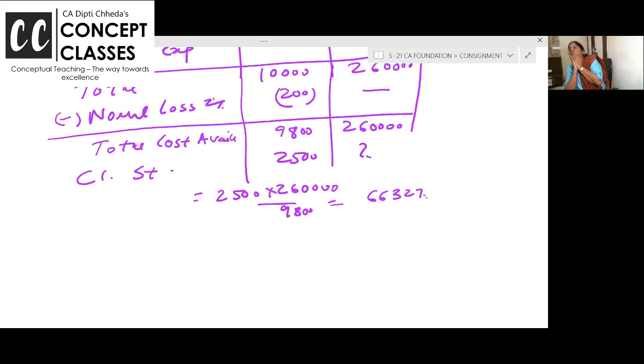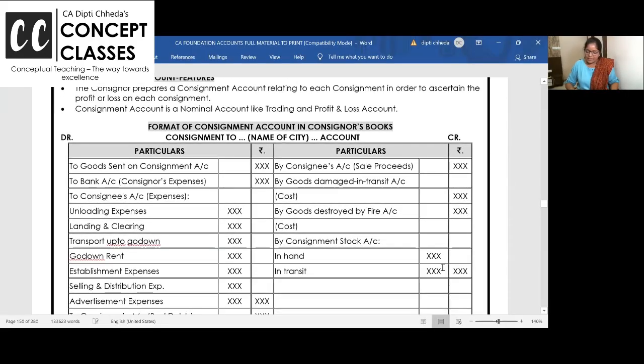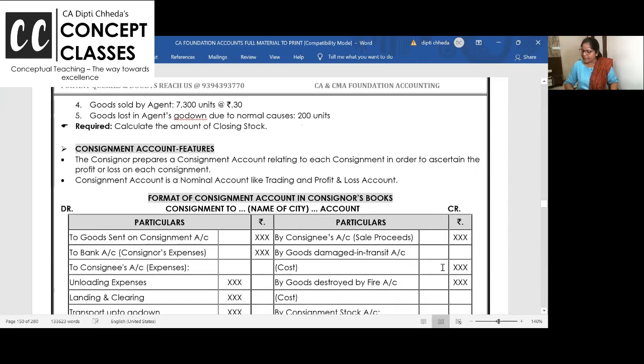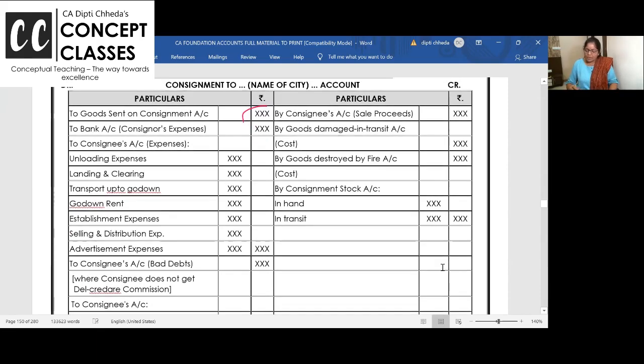Purposely same figures are taken: normal, abnormal loss, closing stock, commission. All the concepts are clear or not? It is worth investing 1.5 hours. Trust me, students. With a break, of course. Chalo. So let us now go to the format and start the routine problem of the consignment. See the format of consignment, it looks like a trading account. Okay. Goods are sent on consignment. Write it on the debit side. Consignor's expense, consignment account debit to bank. In whose books we are preparing consignment account?